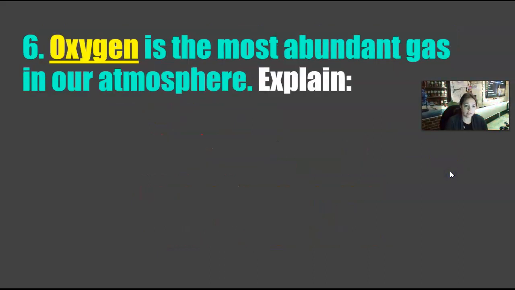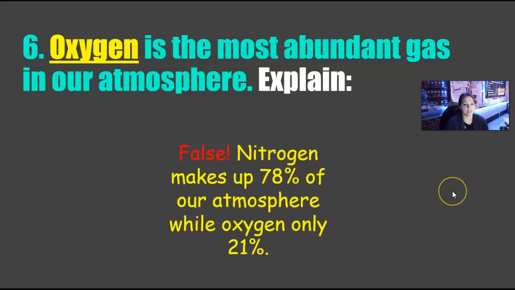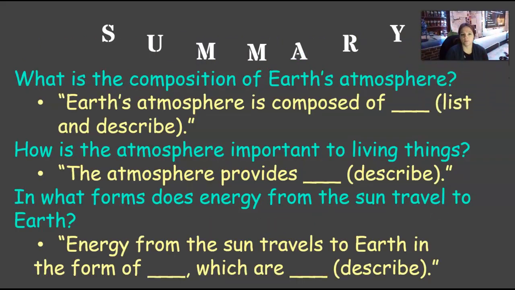All right, number 6. Oxygen is the most abundant gas in our atmosphere. True or false? This one's false. Nitrogen, 78% of our atmosphere, while oxygen only does 21%. All right, so let's go to the summary.